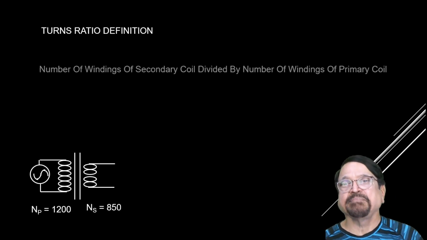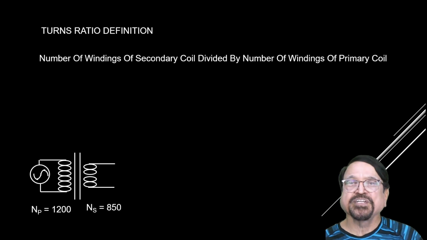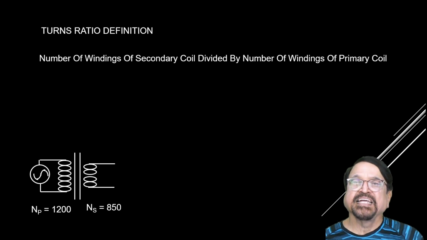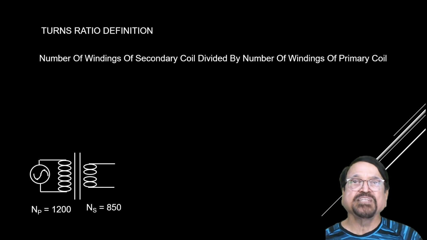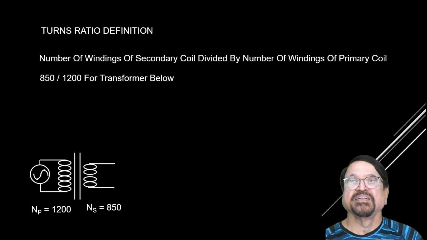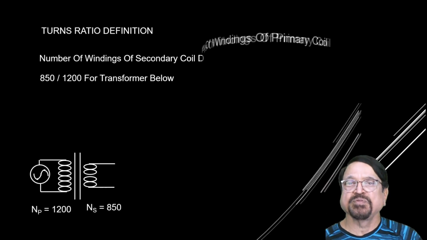The turns ratio is the main definition. It depends on the turns; you can make it a step up or step down. Now here the primary has 1200 and the secondary has 850. The number of windings of the primary coil divided by the number of windings in the secondary coil, that is 850 divided by 1200 for the transformer below.